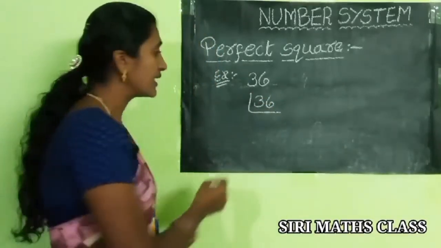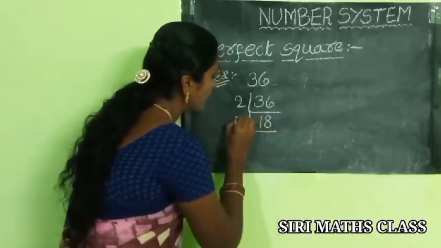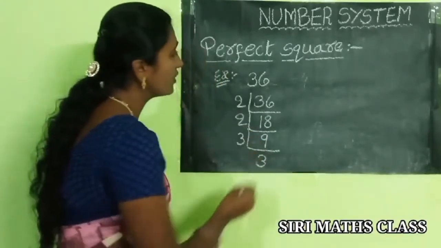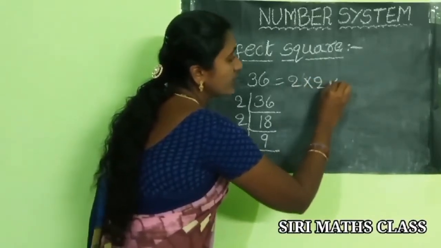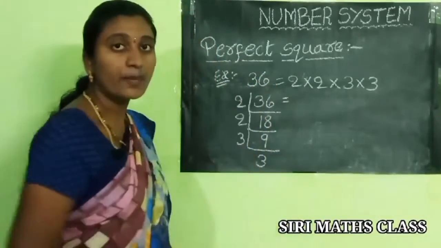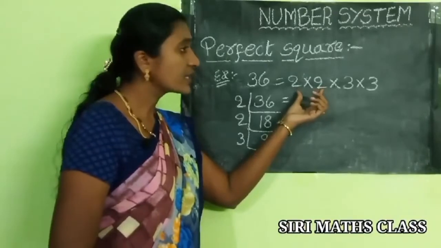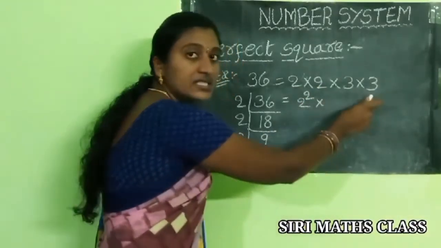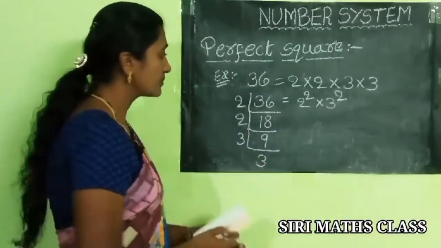Prime factors we find using division. 2 eighteens are 36, 2 nines are 18, and 3 threes are 9. Here we can write 36 as 2 into 2 into 3 into 3. In the previous topic we already know 2 into 2, the same number multiplied 2 times, we can write as power 2. Also 3 into 3 is 3 square. So 2 square into 3 square.